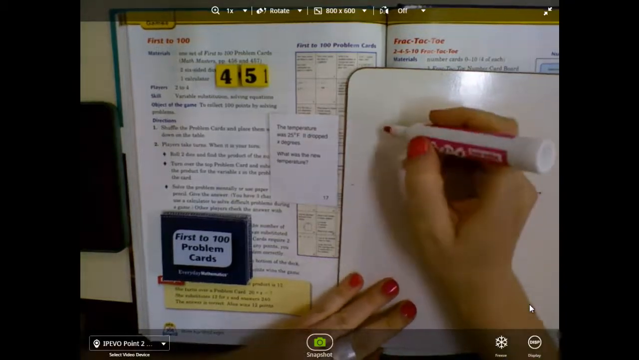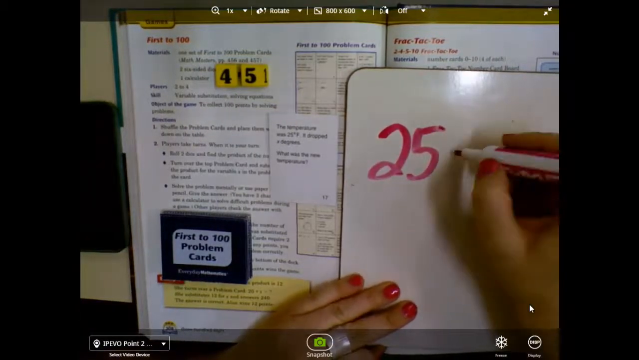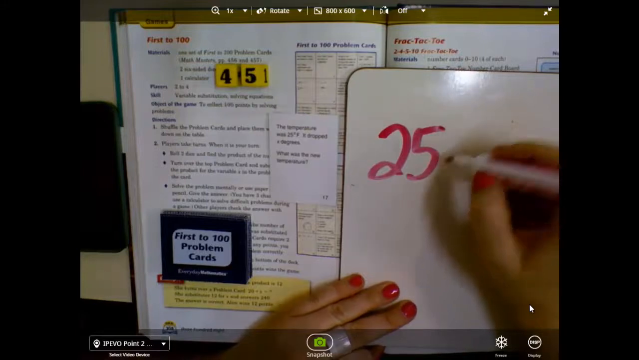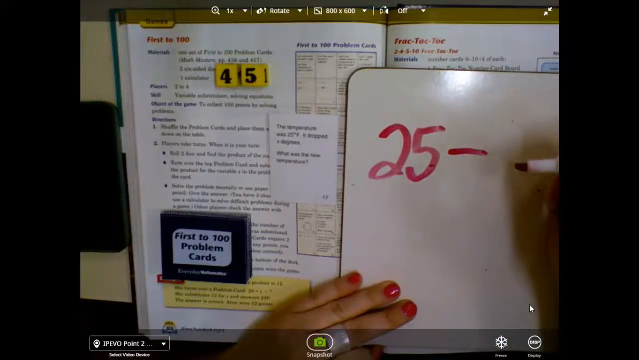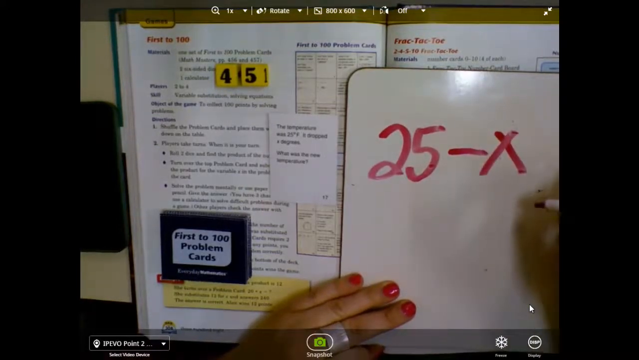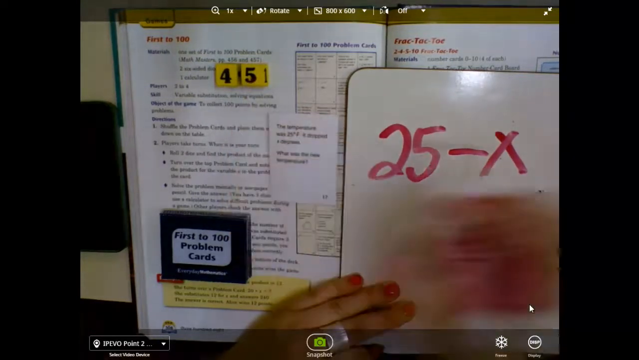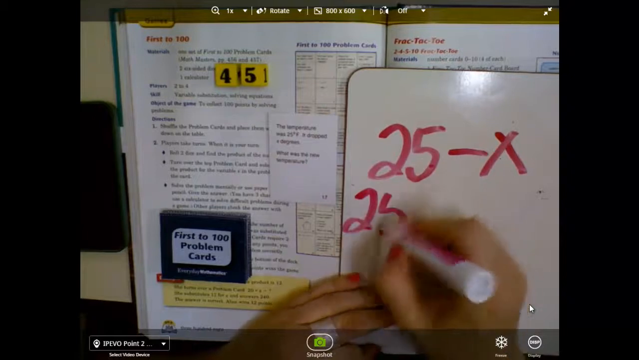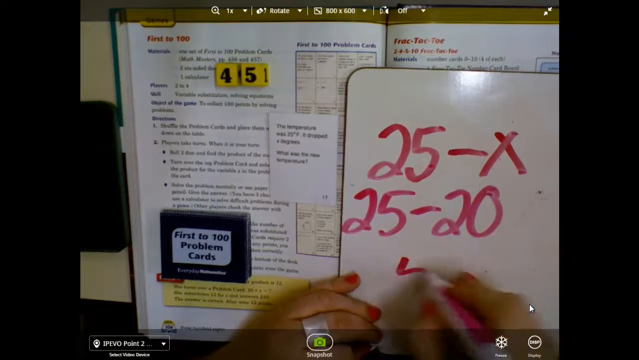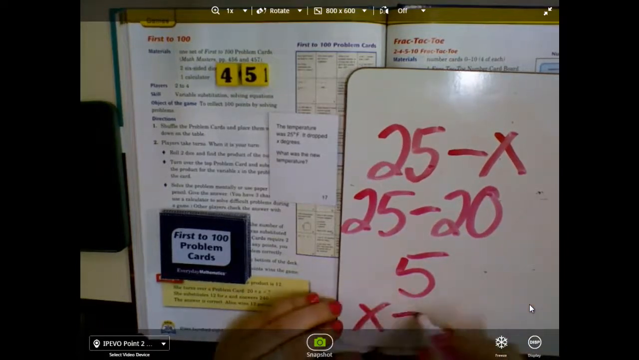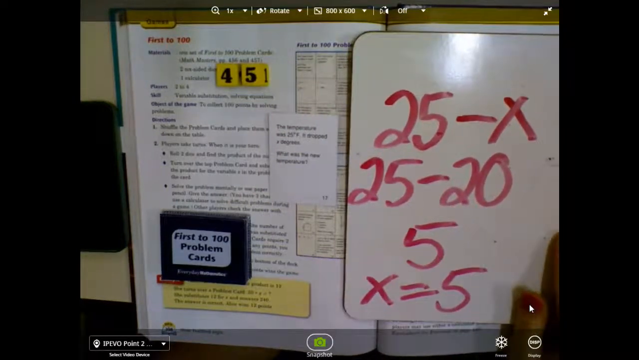Okay? Here we go. So the temperature was 25 degrees, it dropped. Now the word dropped helps me know I'm going to have to pay attention to math vocabulary. Drop means it went down. So I'm going to subtract, and it dropped X degrees. So I just found out the product of the 2 numbers I rolled, 4 times 5, is 20. So I'm going to now replace X with 20. 25 minus 20 equals 5. So X equals 5.